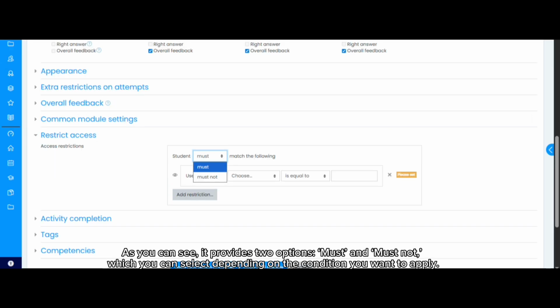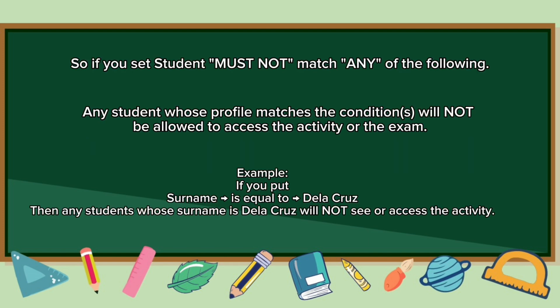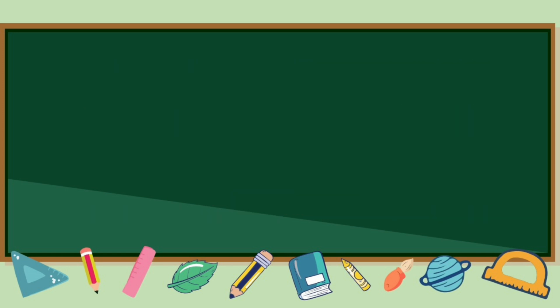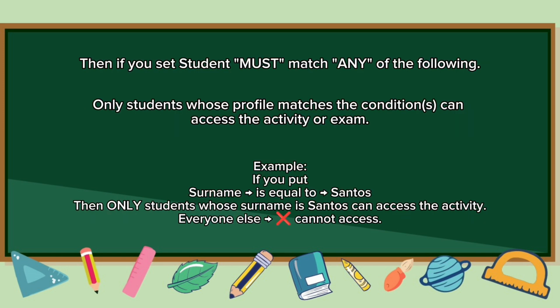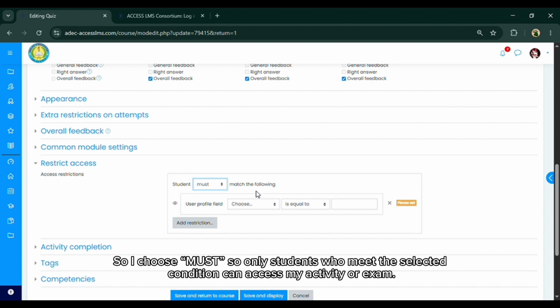As you can see, it provides two options, must and must not, which you can select depending on the condition you want to apply. Let me explain the difference between must and must not when setting restrictions. Now, we will set up the restriction settings. So I choose must, which shows only students who meet the selected condition can access my activity or exam.